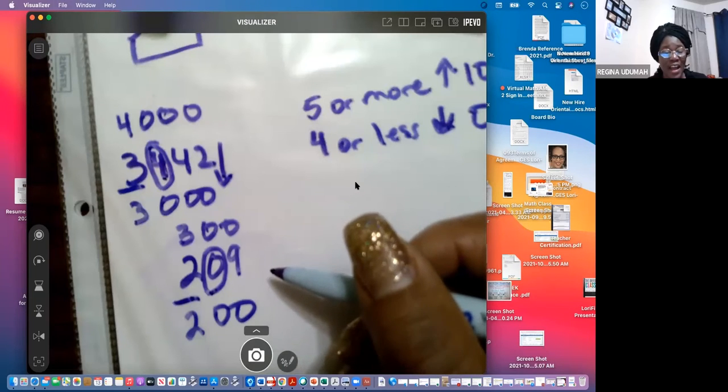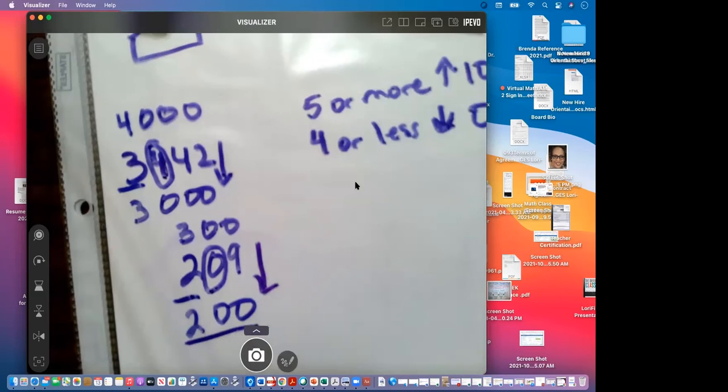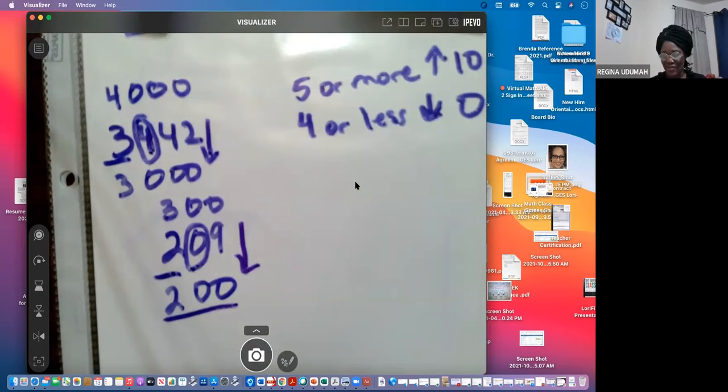The 0 is 4 less. 4 less. So we're going to round down to 200. So your answer is going to be 200. Okay. So you have to draw the arrow to show your answer.